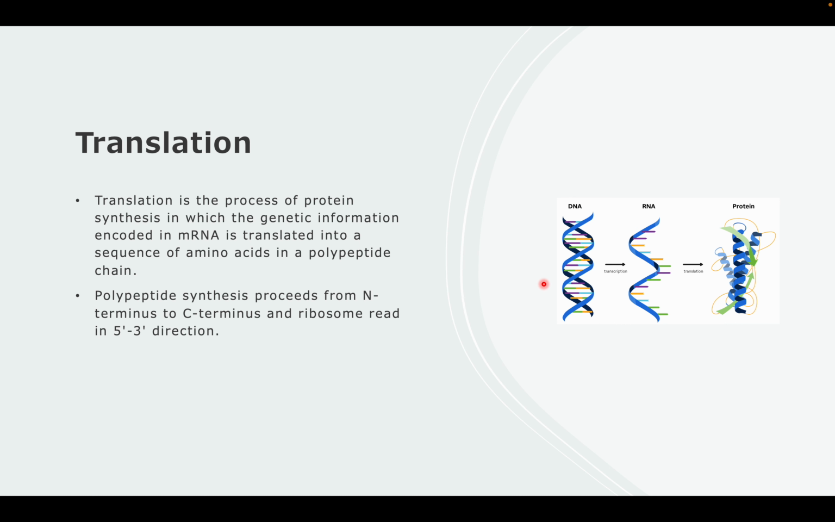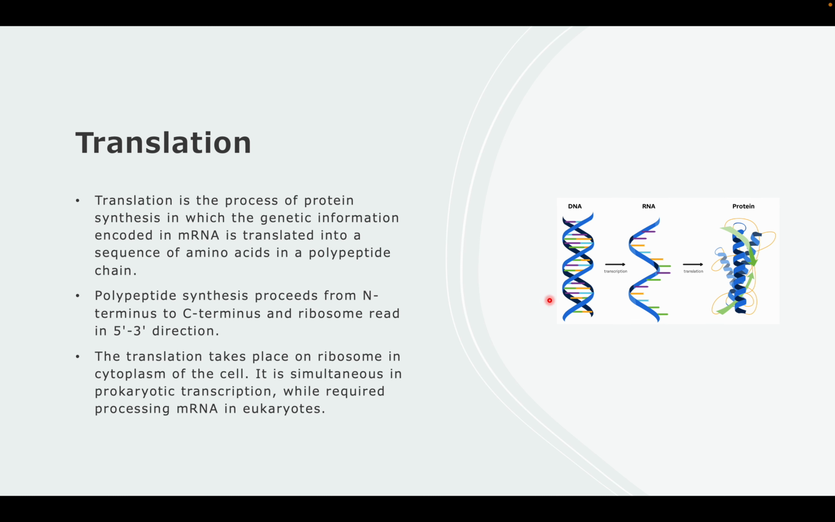Protein synthesis always proceeds from the N-terminus to the C-terminus, and ribosomes read the mRNA in the 5 to 3 direction. So suppose you have an RNA, it is always read from 5 to 3 direction, and the protein is synthesized from N-terminus to C-terminus. And translation takes place in the ribosomes, which are present in the cytoplasm of the cells.